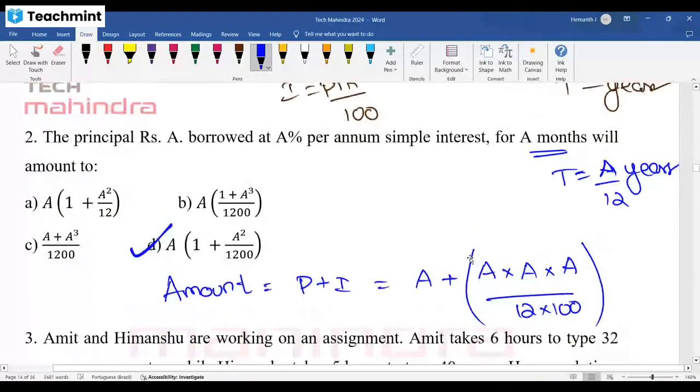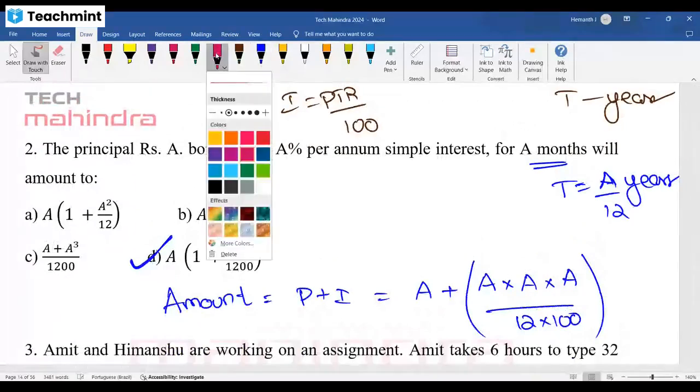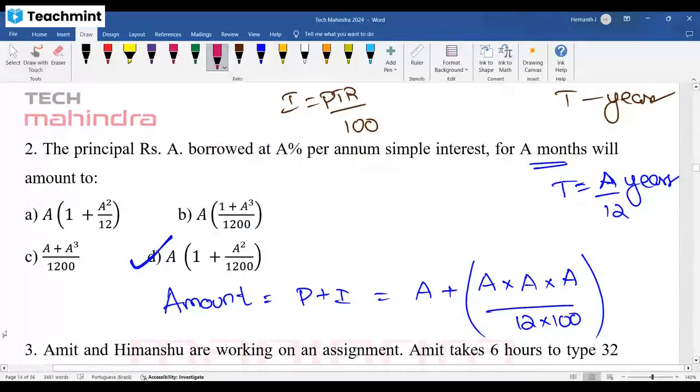A very frequent question you can find related to this simple interest and compound interest in AMCAT platforms usually. Right. So see the next question. Time and work related stuff. Next one.